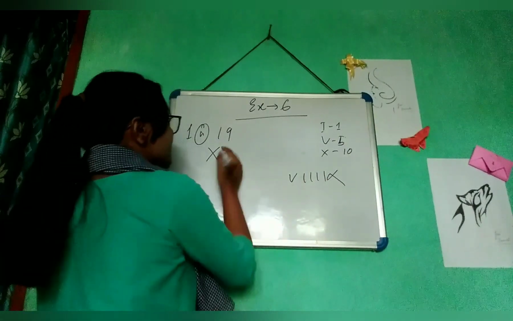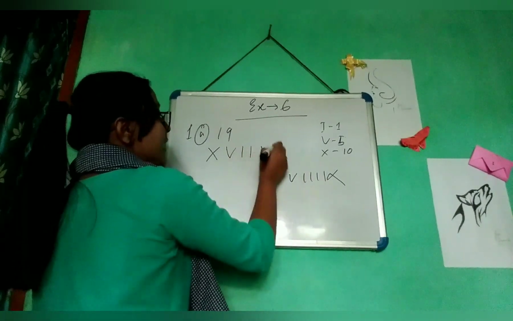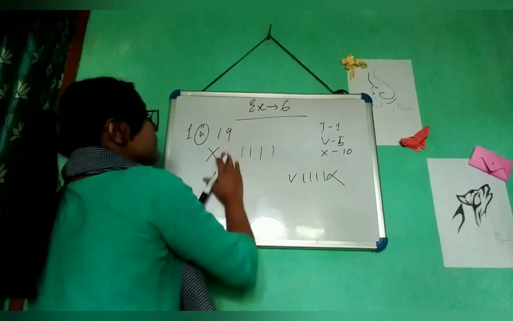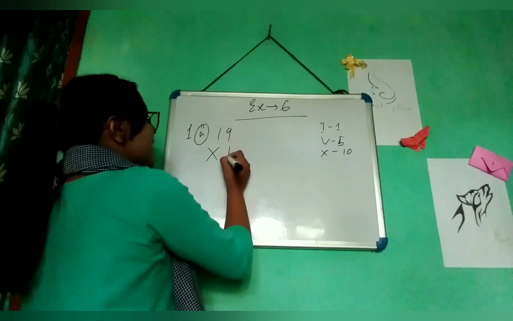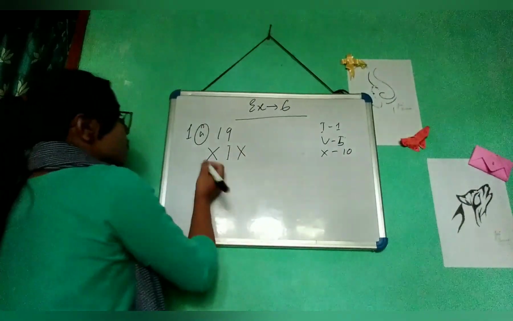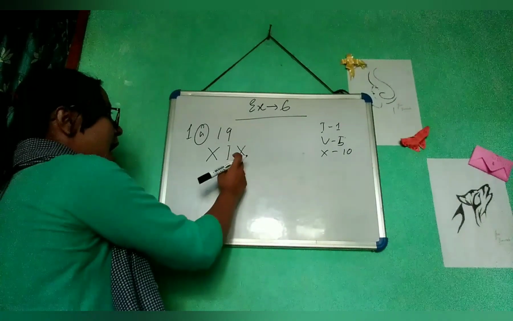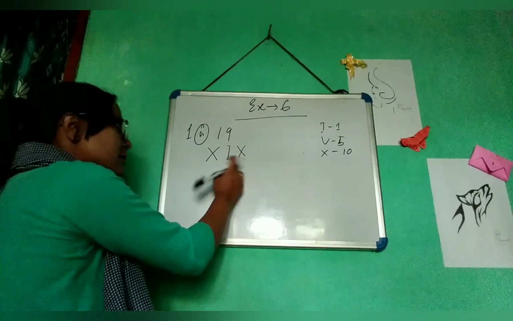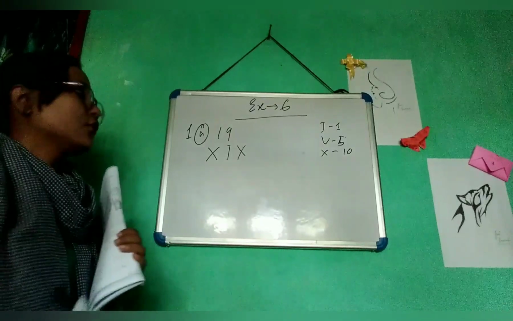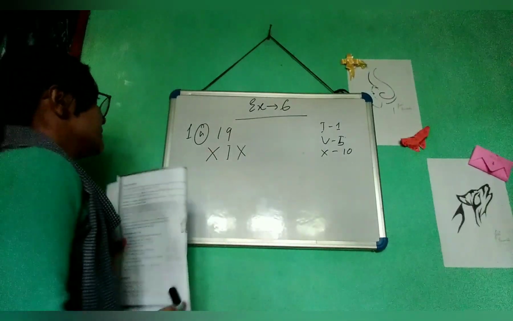So you cannot put V, I here. It will be wrong. So what will you put? You will put an I and then X. This means 10, and I is in the middle, so it will be minus 1 from 10. So it will be 19. So this is the first question.